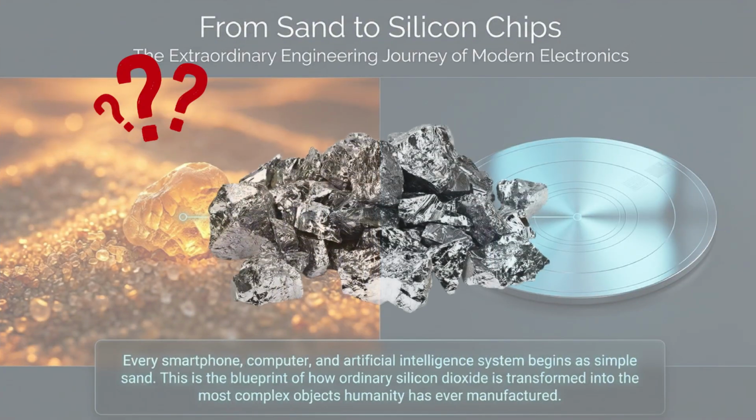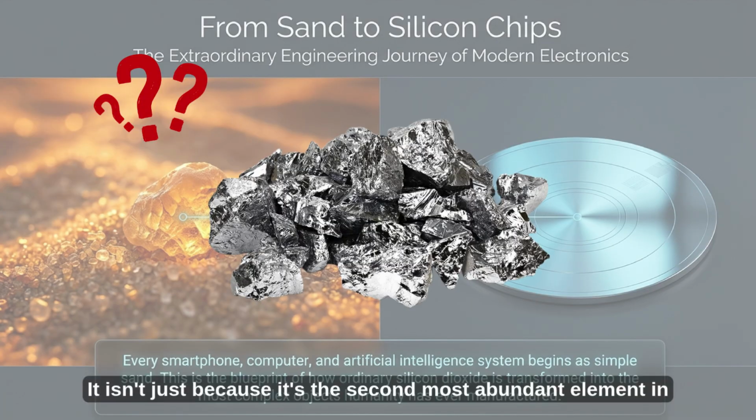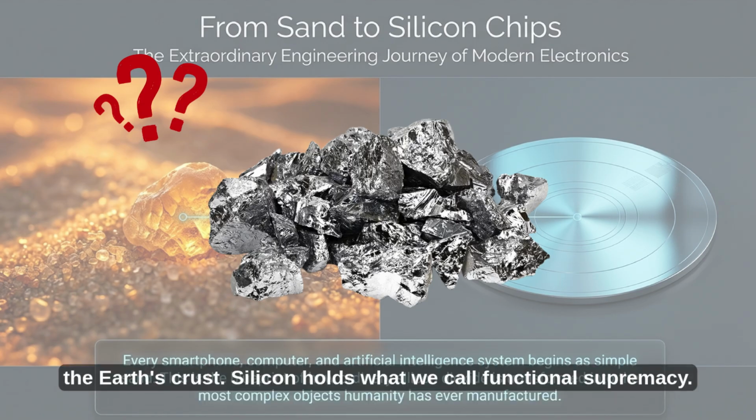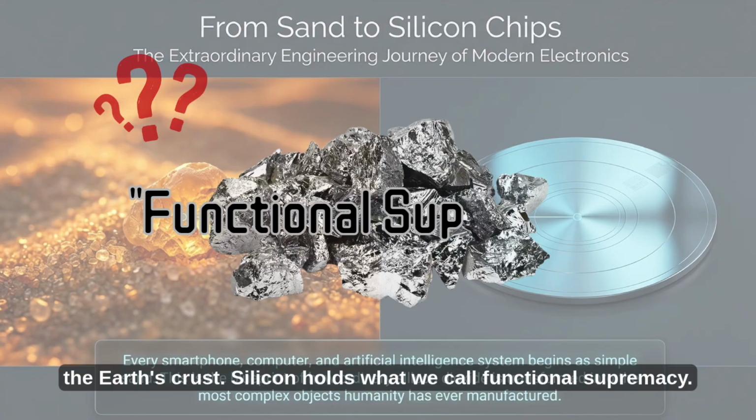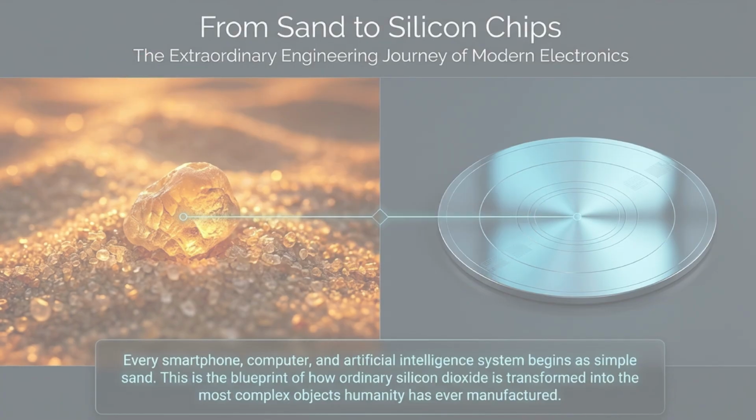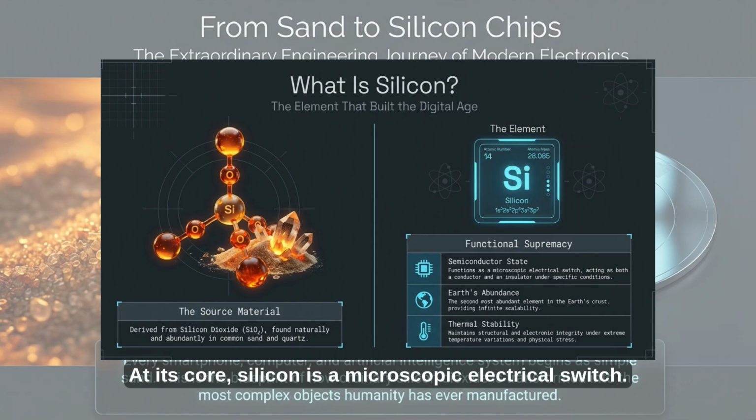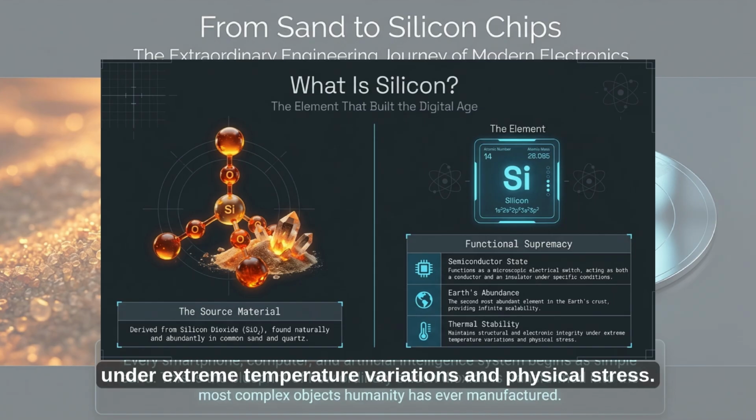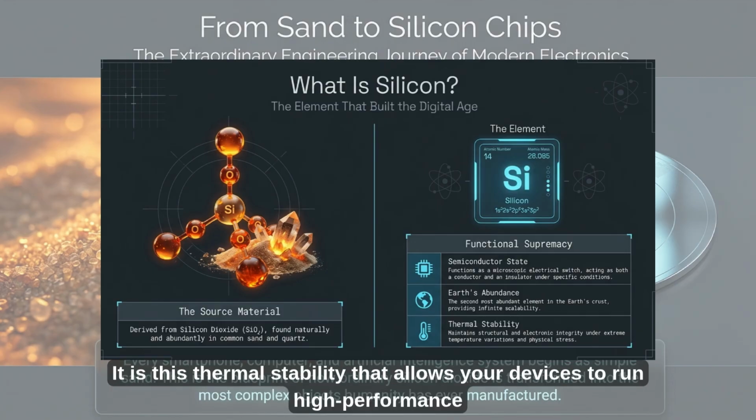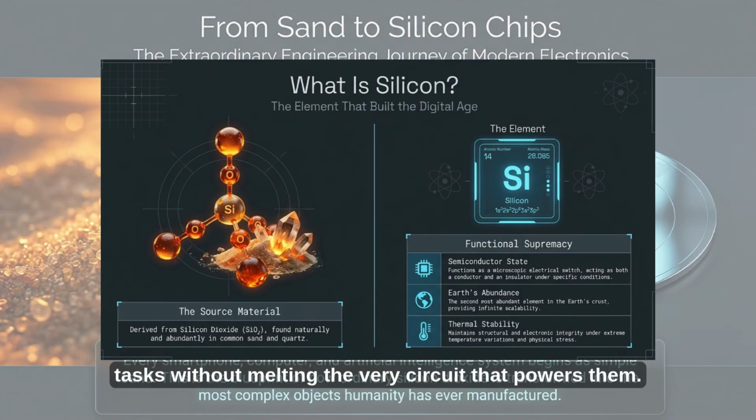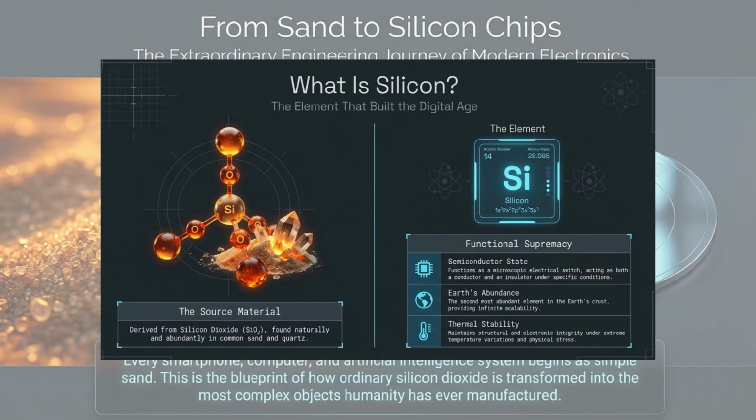So why silicon? It isn't just because it's the second most abundant element in the Earth's crust. Silicon holds what we call functional supremacy. At its core, silicon is a microscopic electrical switch. It maintains its structural and electronic integrity even under extreme temperature variations and physical stress. It is this thermal stability that allows your devices to run high-performance tasks without melting the very circuits that power them.